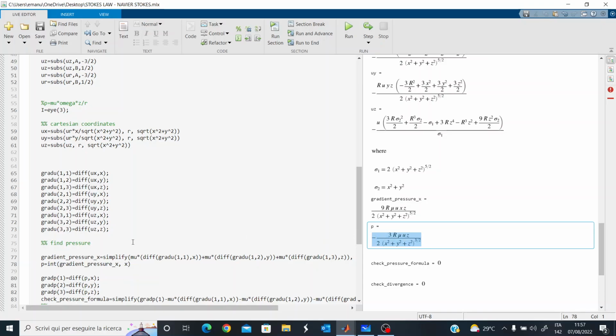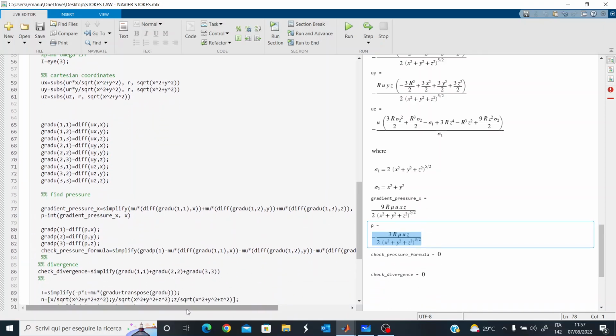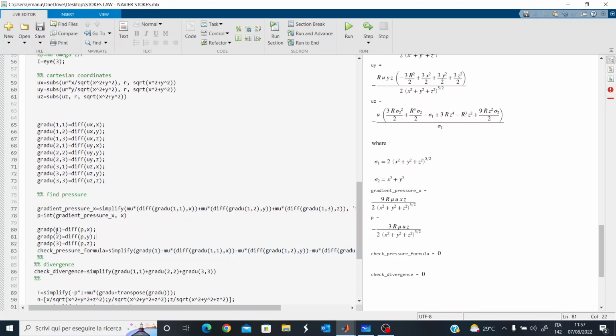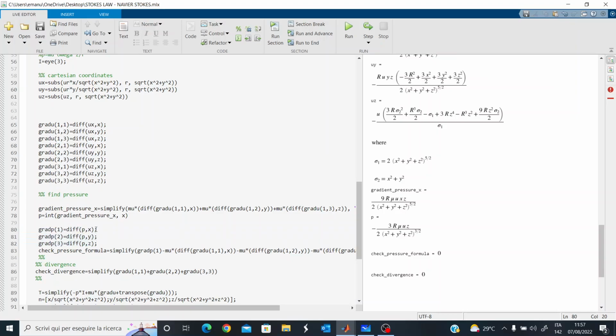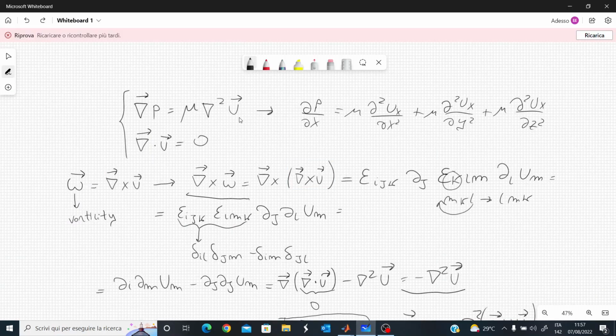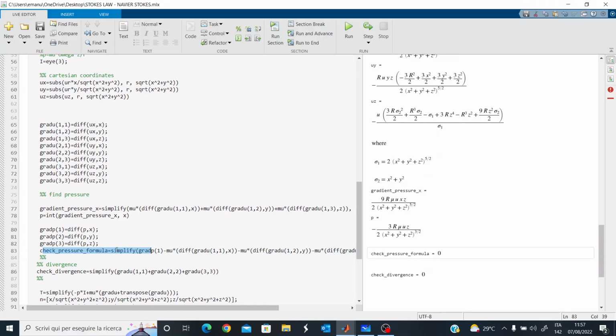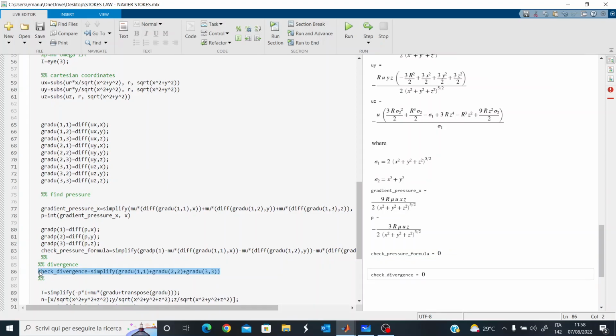And to check that our equations are satisfied, I have calculated the gradient of the pressure, as you can see here. So I have the partial derivative of the pressure with respect to x, with respect to y, and with respect to z, and I have checked that this equation here is satisfied. It is simply one line of code, a variable called check pressure formula. This variable should be 0, and you can see that indeed it is 0. And then here I have also checked that the divergence of the velocity is 0. This is just a check, and here it is indeed 0.